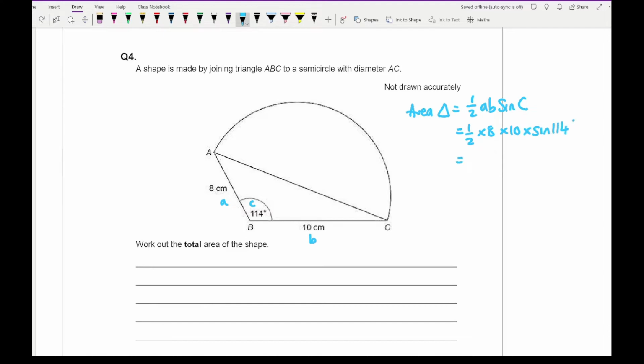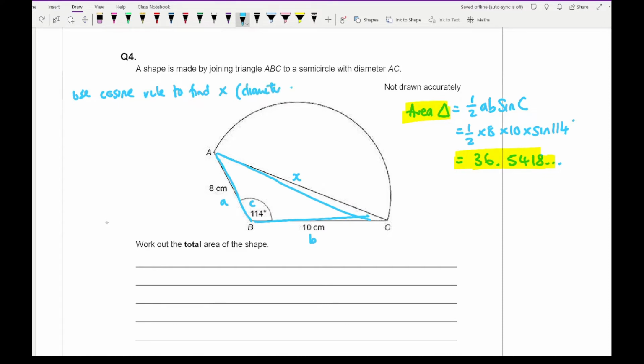If I type that into my calculator, I get an answer of 36.5418 and so on. I'm going to keep that on the side for now, and that's the area of the triangle. Now to work out the area of the semicircle, I need to know the diameter or the radius of the circle, and at this stage I do not know what that is. I'm just going to call that x. Looking at the triangle, I need to use the cosine rule to find x, which is the diameter of the circle.